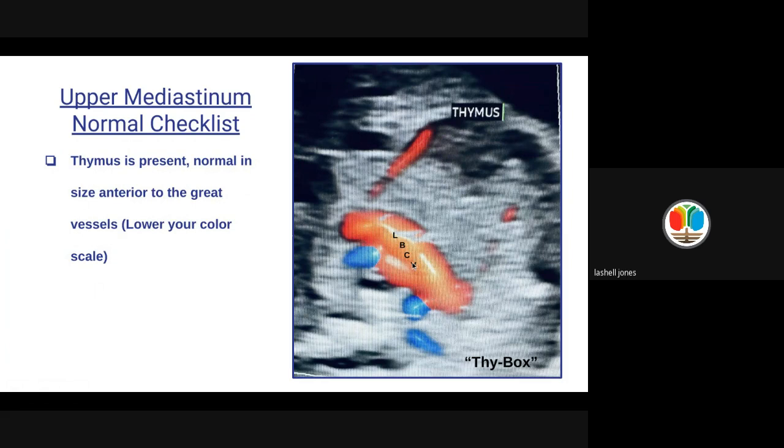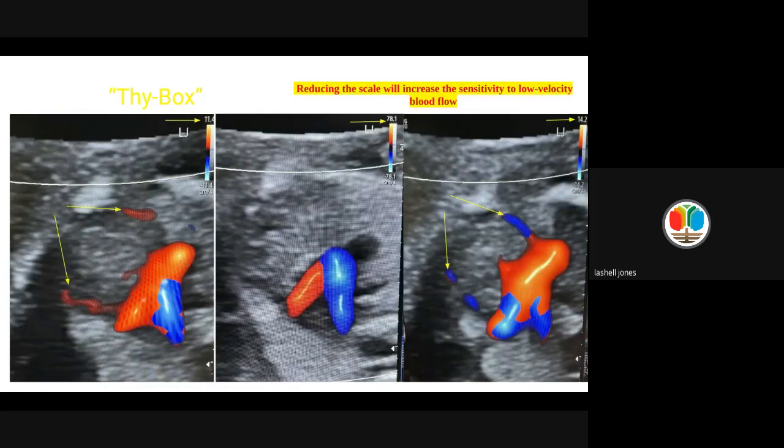Notice the left brachiocephalic vein, which is posterior. And notice that I keep pointing out that all of this is demonstrated at a lower color scale. It's really important, because without your lower settings, you won't see these structures. I demonstrated here three examples of the thigh box.